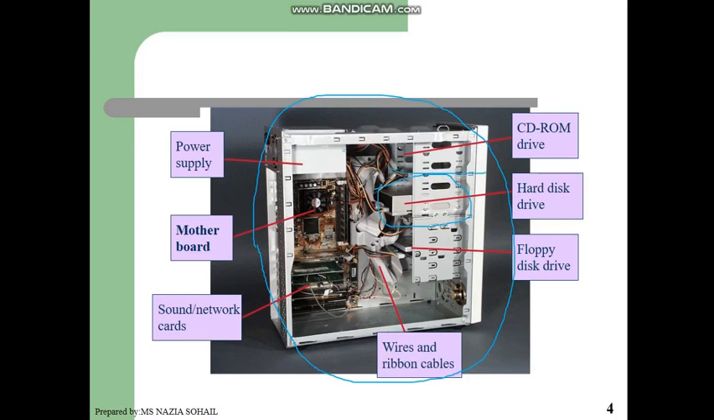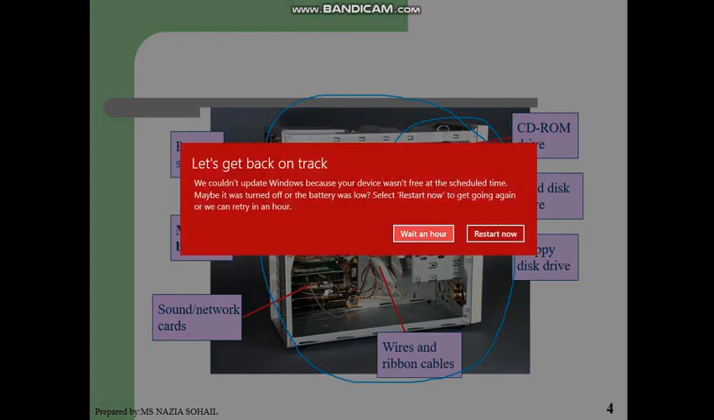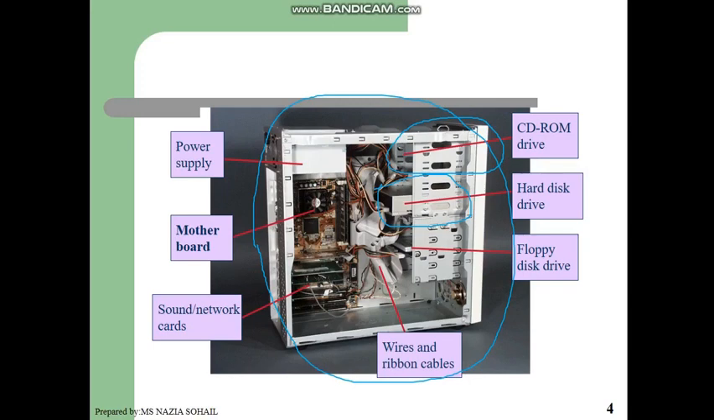That is a CD-ROM that you insert from the upper part of the system. That is the floppy disk drive, but nowadays you don't need to have this drive, you use the USB port. These are the wires. Are you watching this? You know the connection and connectivity. We call these the wires and the ribbon cables.